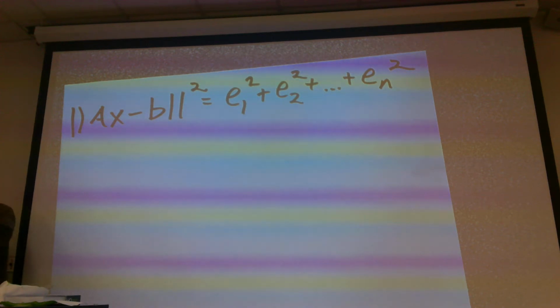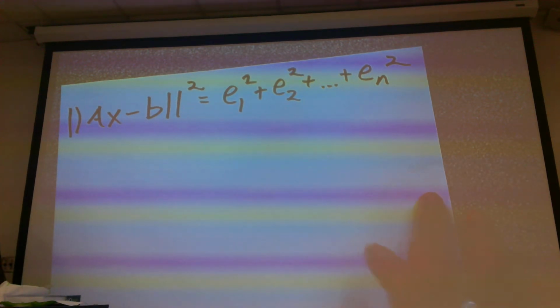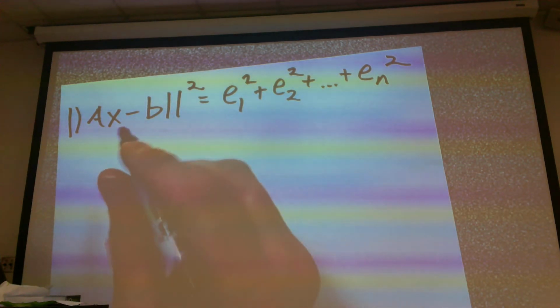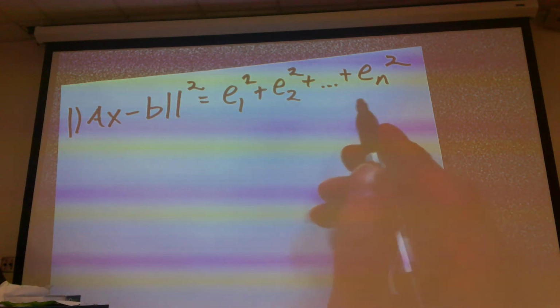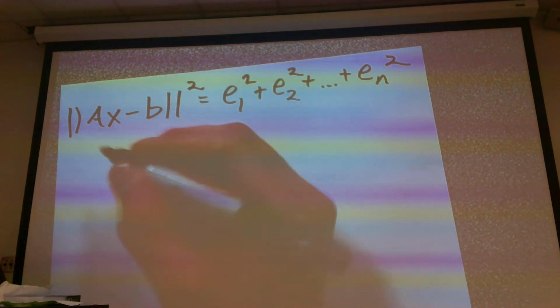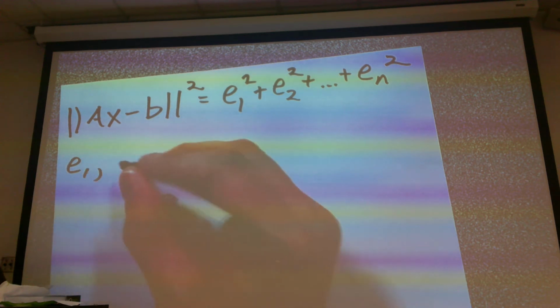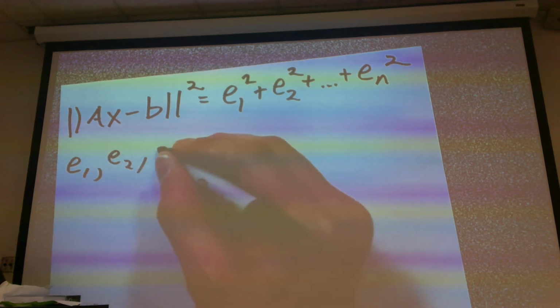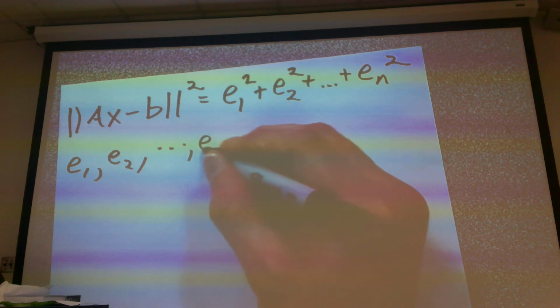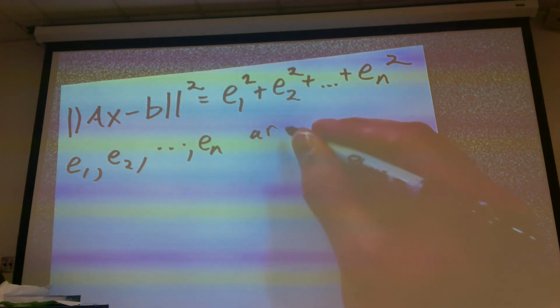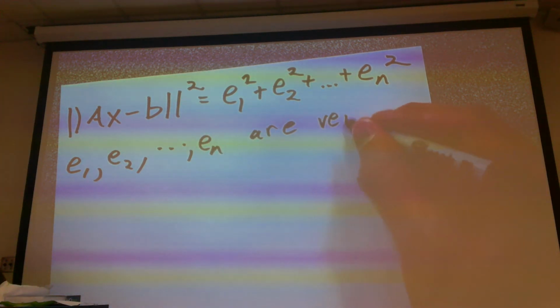then what you can do is you can say, all right, all these different components that you got, all the squares that you got, E1, E2, E sub n, are vertical distances.